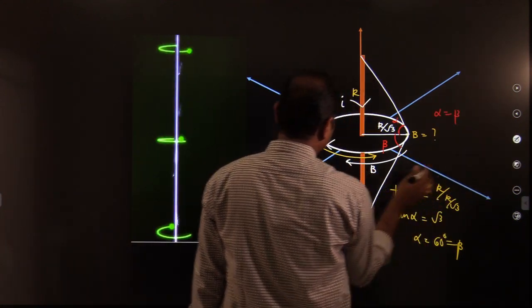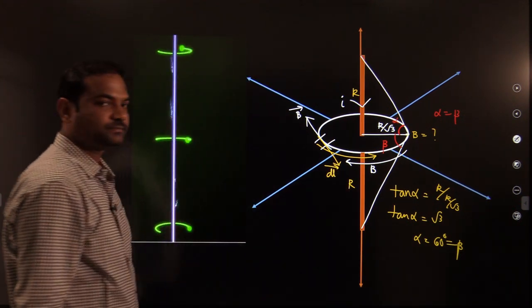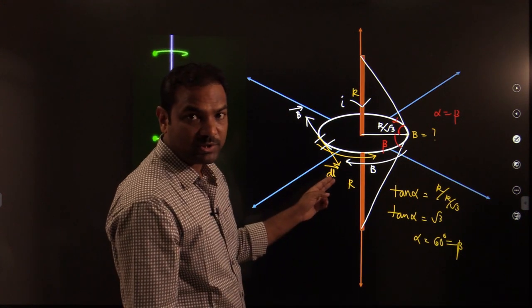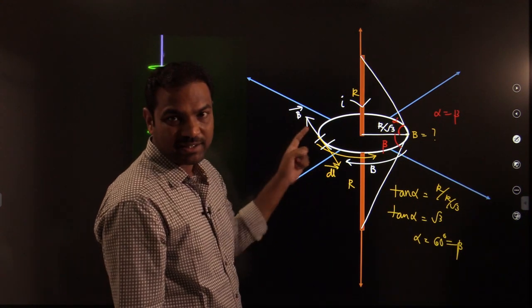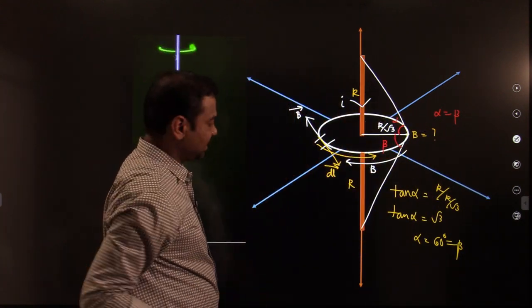Whereas what is the dl vector? The dl vector is always to be taken along the sense in which you are moving. So then the B vector and the dl vector are opposite to each other, so you will get 180 degrees as the angle. Throughout the circle you will get the same thing only.